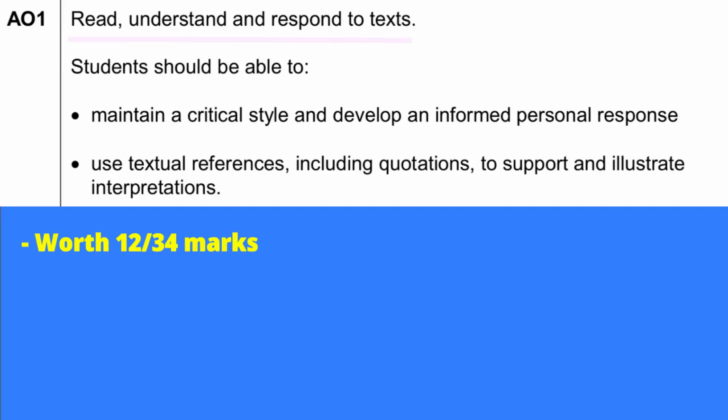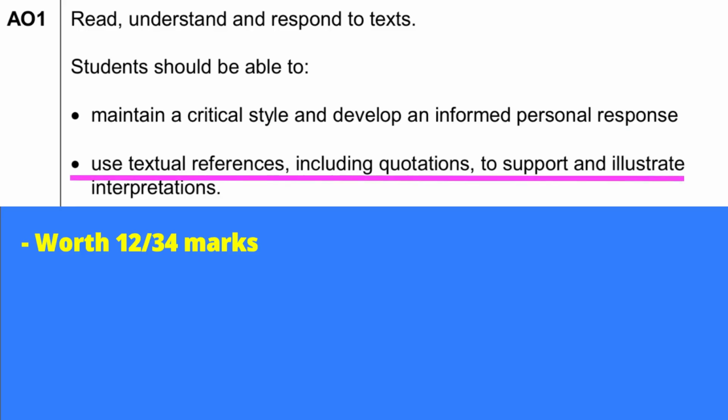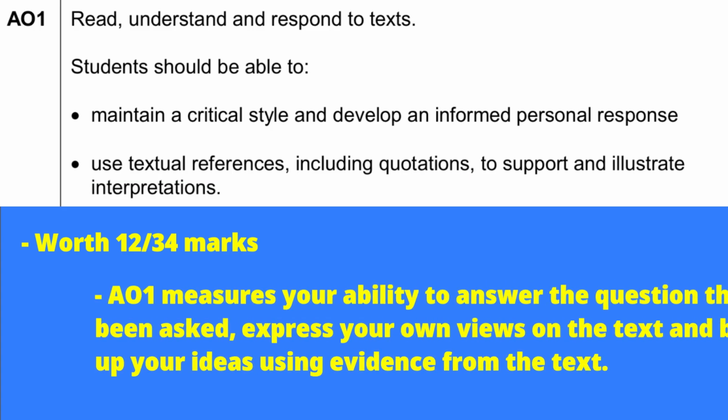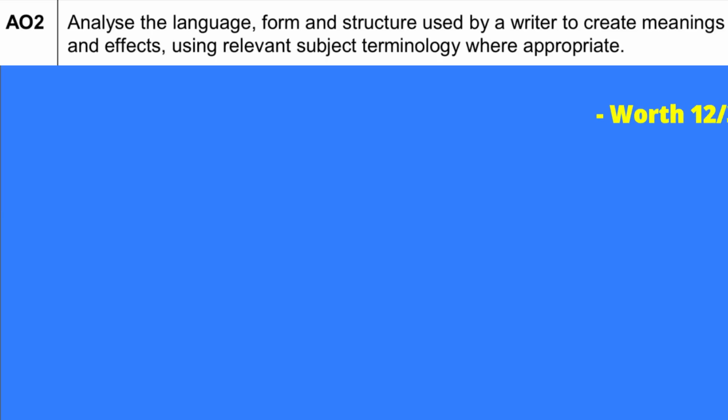AO1. Read, understand and respond to texts. Students should be able to maintain a critical style and develop an informed personal response. Use textual references, including quotations, to support and illustrate interpretations. So this essentially measures your ability to answer the question that's been asked, express your own views on the text, and back up your ideas using evidence from the text. This could be direct quotations, paraphrase, or knowledge of the plot.